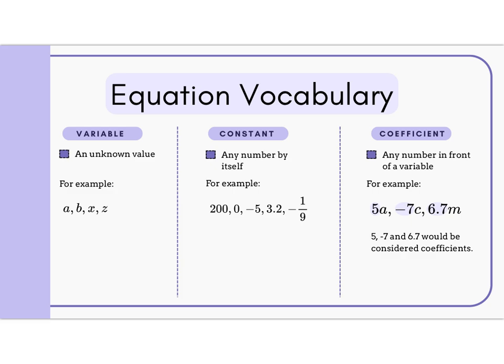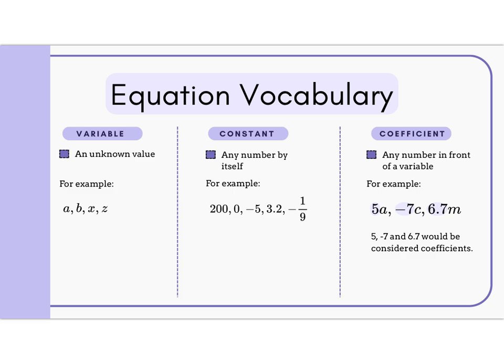Now we talked about some of this equation vocabulary in the previous slide, but we have a variable. So a variable is just an unknown value. We don't know what it represents. For right now, it could represent anything. For example, a, b, x, and z are variables. X and y are generally the most common ones that we use in equations.